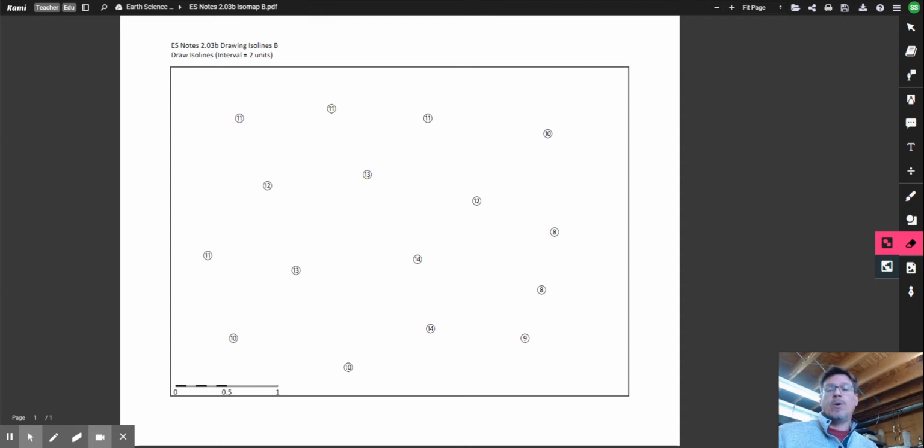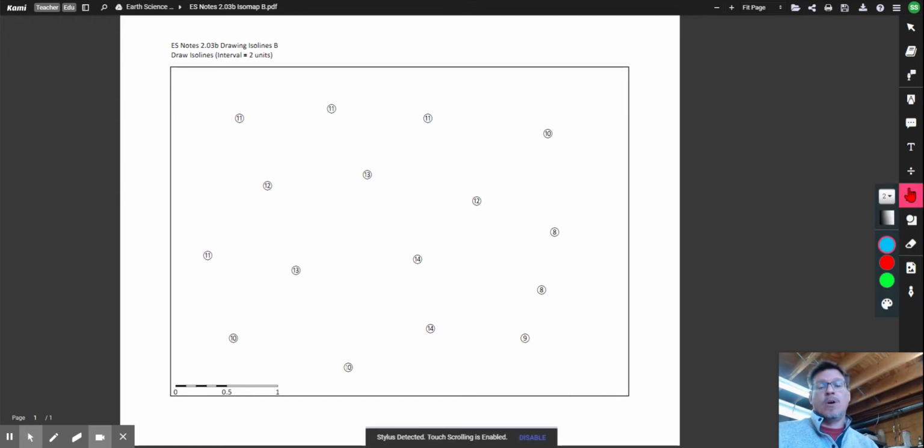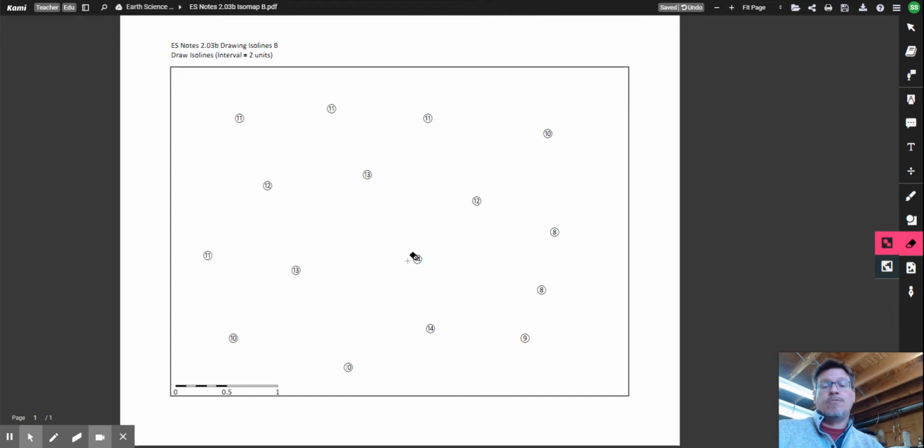So the first thing that we want to do is identify what lines we need to draw. So the smallest value that we're going to be needing, the smallest even number, is an 8. And the highest even value is a 14. So we're going to need the 8 line, the 10 line, the 12 line, and a 14 line. So we want to keep that in mind as we do this, that we're going to be drawing 4 different lines.